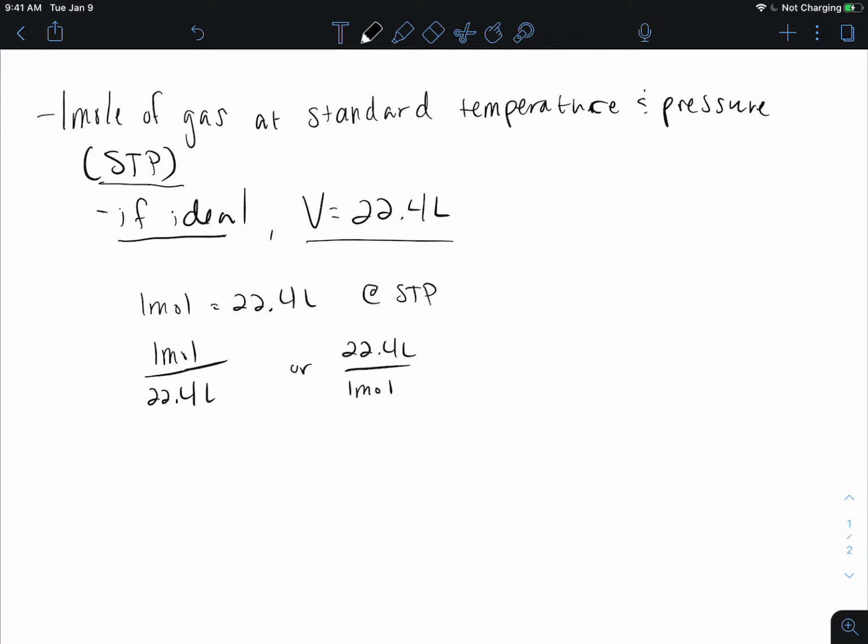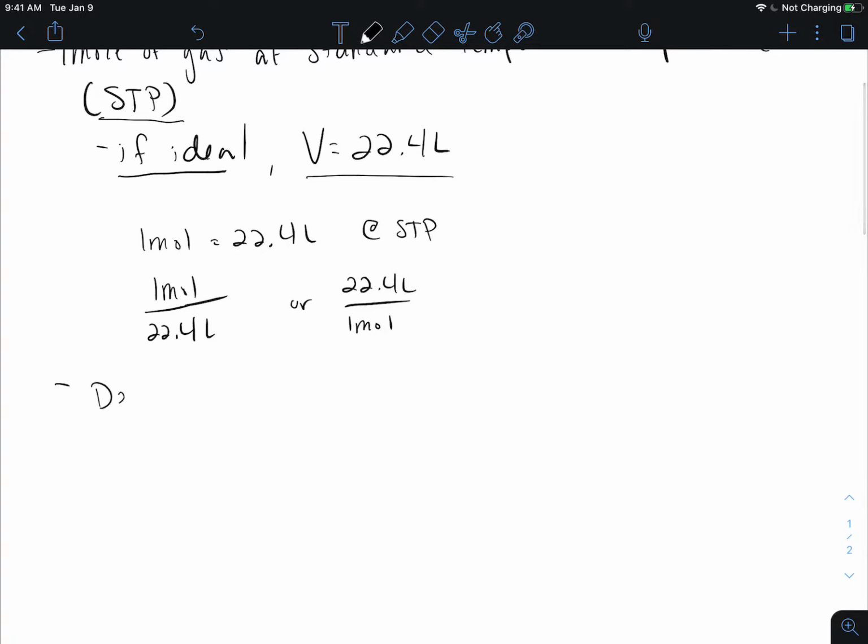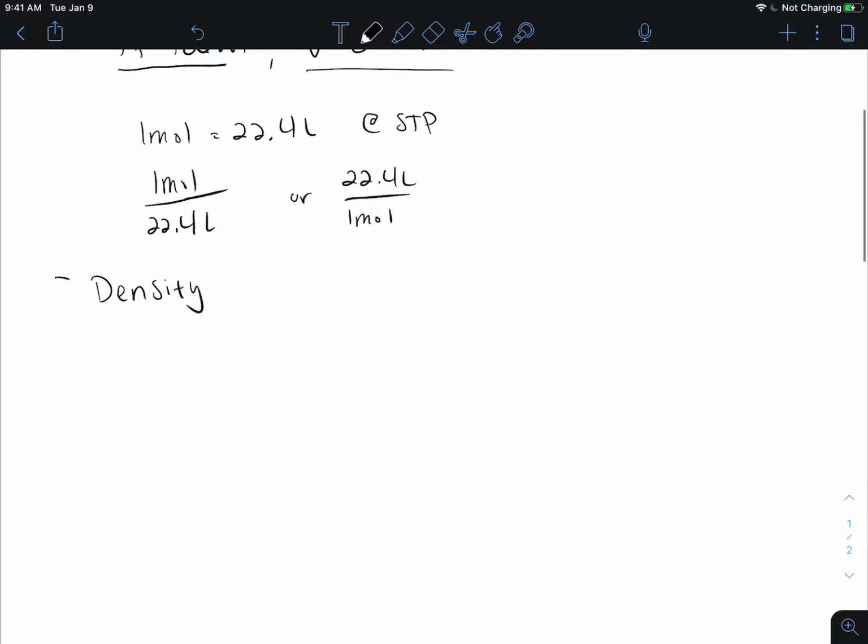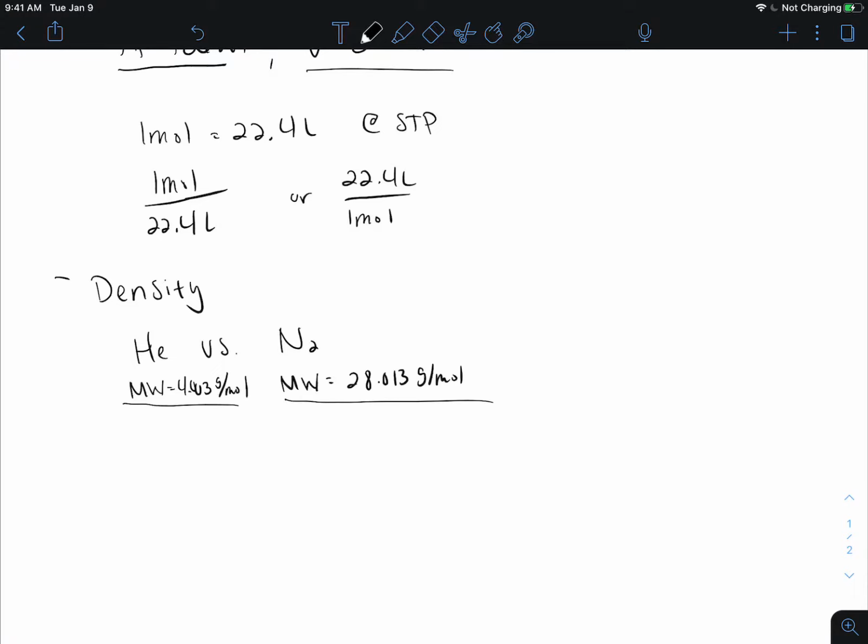Now, what does change is our density. Density is based on mass, and masses of gases are going to change. So if we think about helium versus N2, N2 has a molar mass, or molecular weight, equal to 28.013 grams per mole, while helium has a molecular weight of 4.003 grams per mole. So because they're occupying the same volume, helium will have a much lower density than nitrogen will.